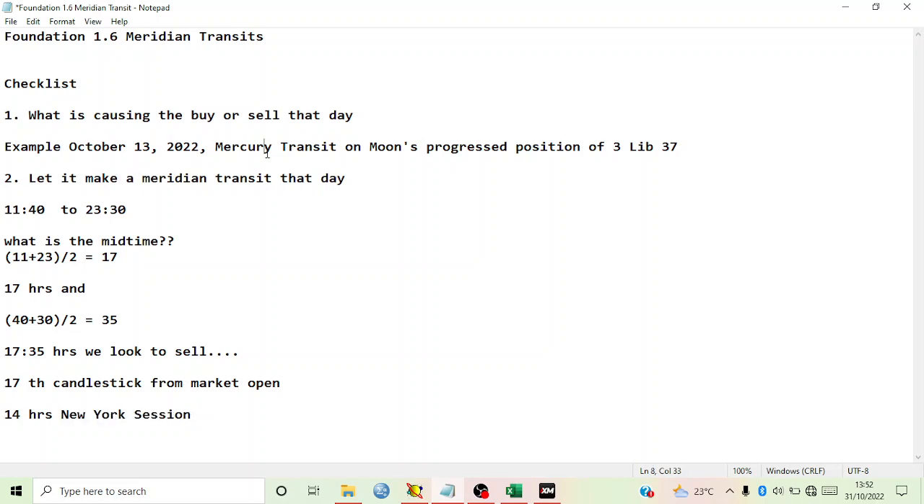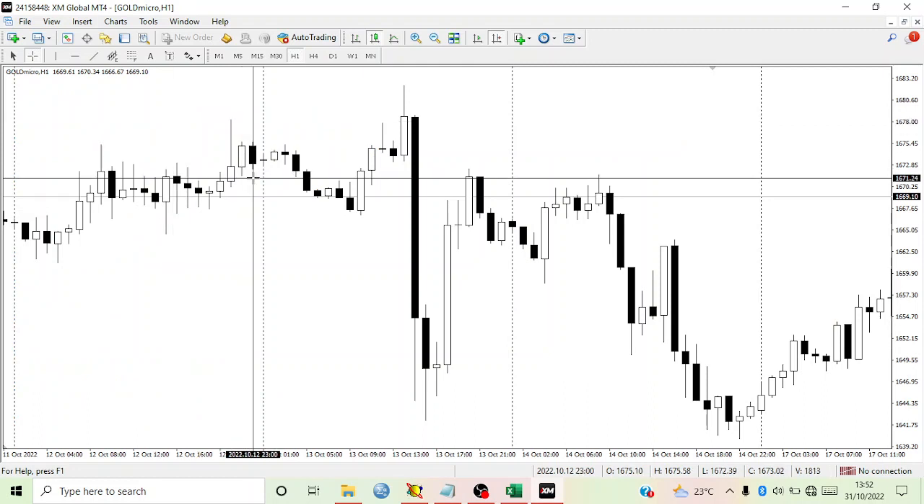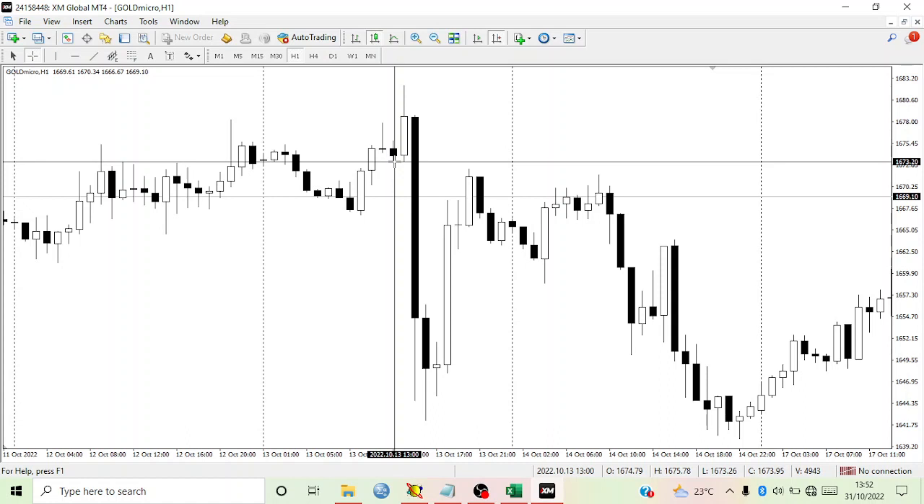So in short, if you had noticed, the 14th candle was this one. When the New York session opened, we were somewhere here. We did make a very good push before we dropped. So this is around the exact time the New York session was supposed to be the time when we're supposed to have been looking for the sell, right?